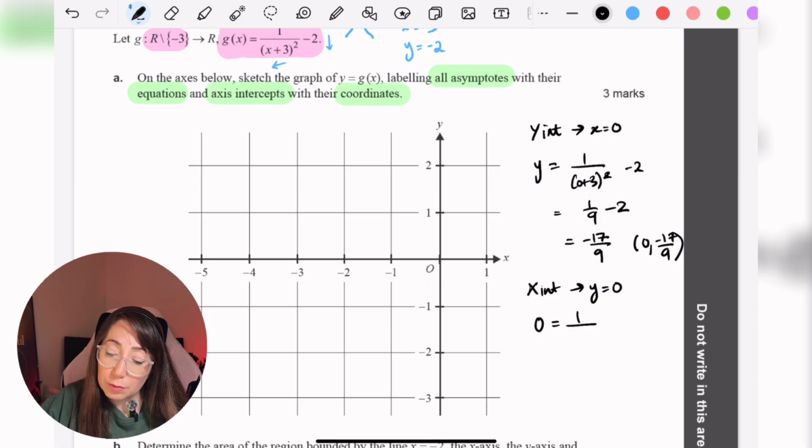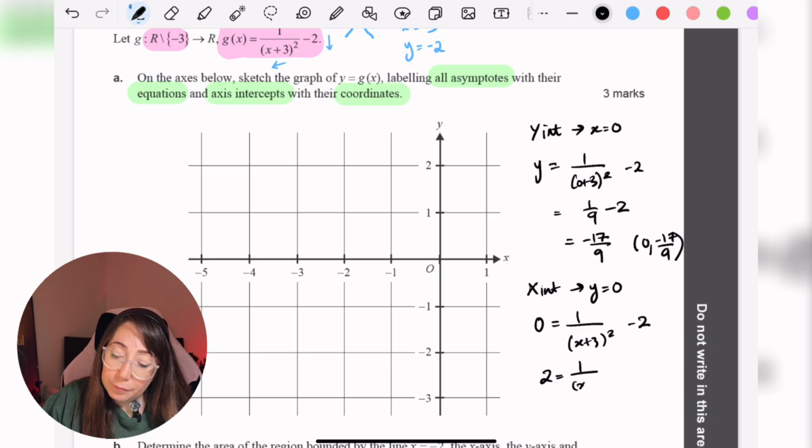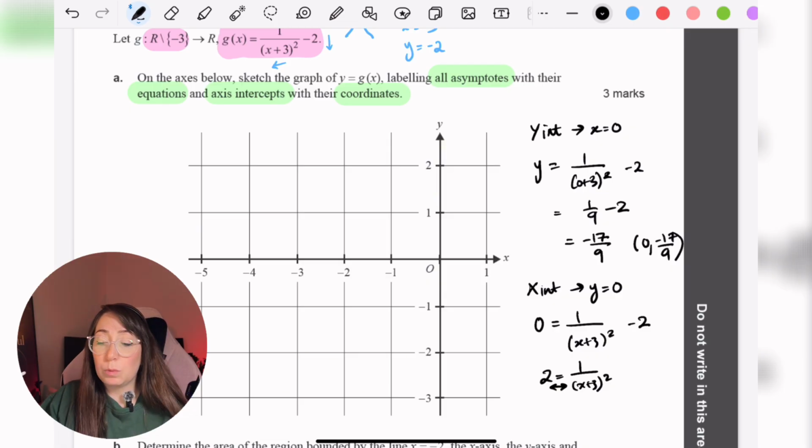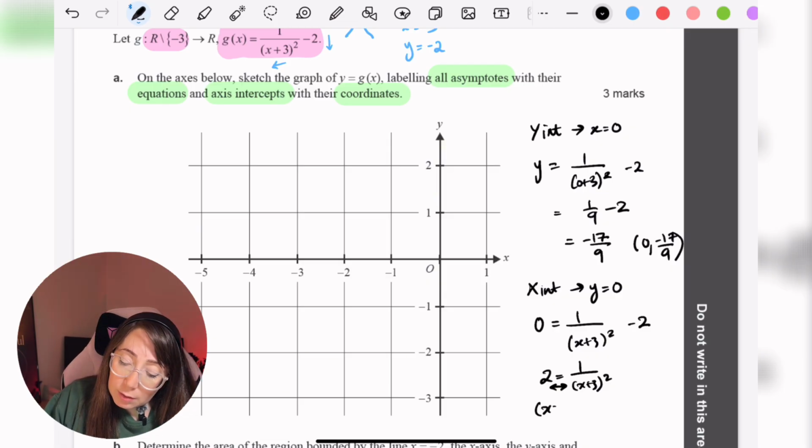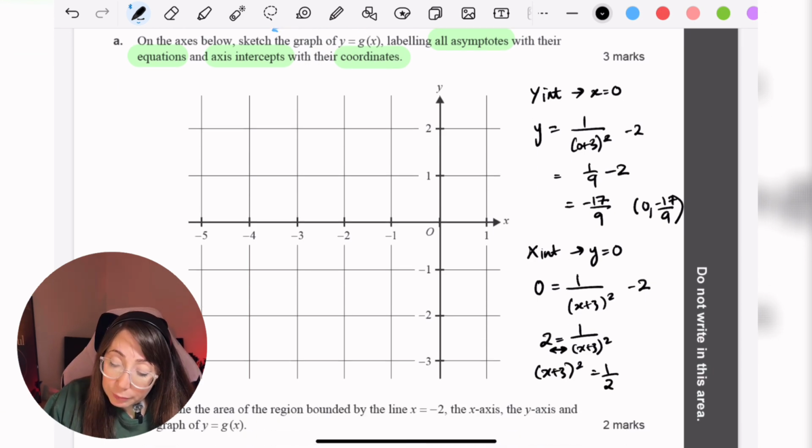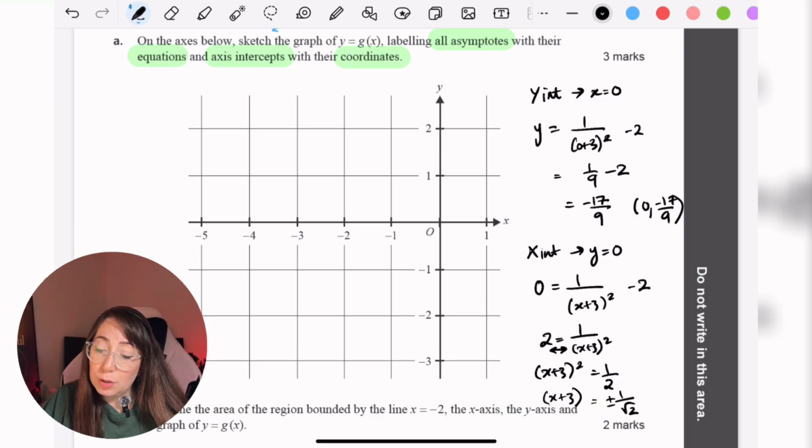So 0 equals 1 on (x plus 3) squared, minus 2. I'll take the 2 over, and then I'm going to swap these two. The way we do it is we multiply by (x plus 3) squared and divide by 2 at the same time. Then I'll take the square root of both sides. That'll result in plus or minus 1 on root 2. And then finally, I'll take the 3 over to the other side.